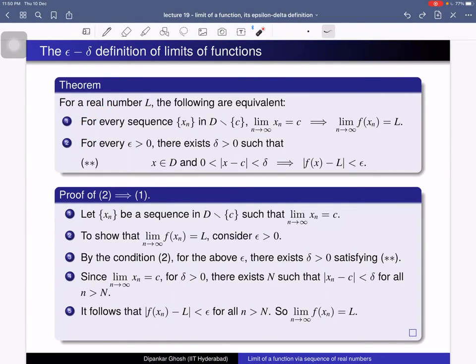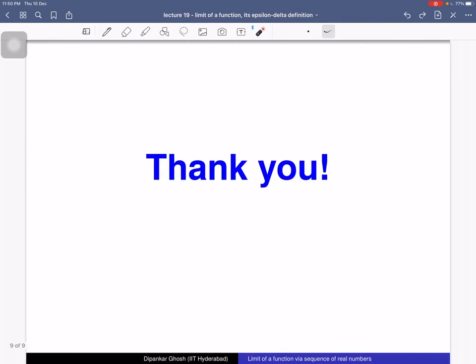So we are proving that for every sequence in this set whose limit is C, the limit of f of xn should be L. And this completes the proof of this theorem, and that's all. I'll stop now.